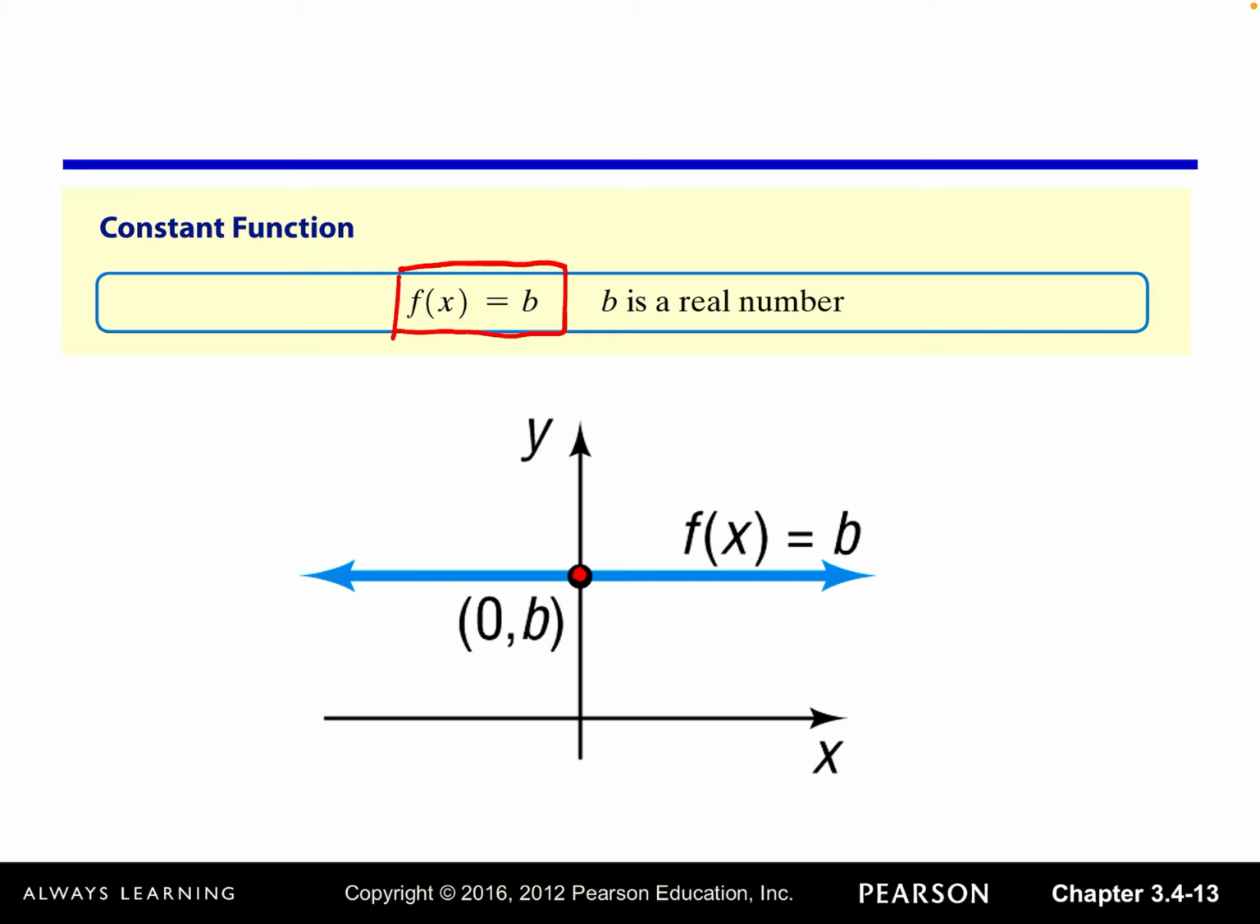So constant function means it doesn't matter what x value is, f of x always equals the same constant. So that's why we call it constant function. So the graph of a constant function is a horizontal line. You need to remember this actually is a theorem. Remember, f of x or y equals b. That's the horizontal line equation.